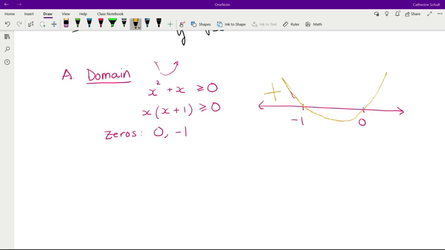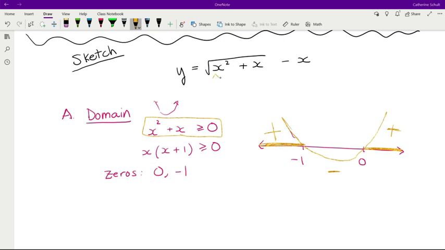So we're going to be fulfilling this inequality when our parabola is positive, when it's greater than or equal to 0. And that's going to be our domain, because we want to make sure x squared plus x is greater than or equal to 0, and it's going to be greater than or equal to 0 on the intervals -∞ to -1 and 0 to infinity. And we're including the endpoints because we're allowed to be 0.